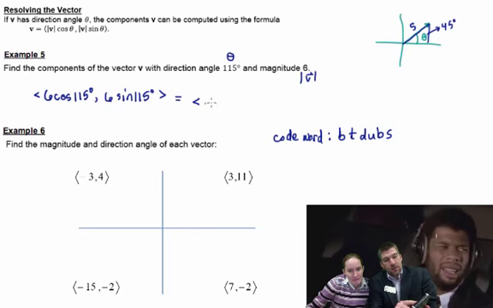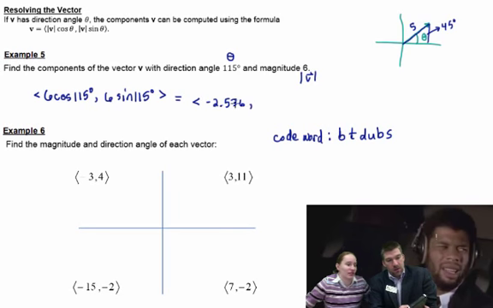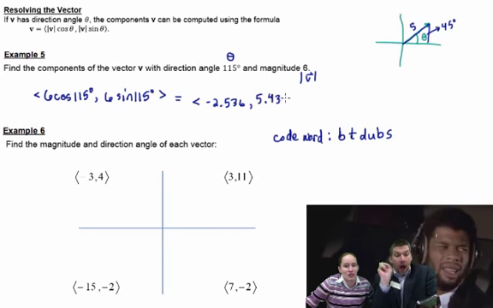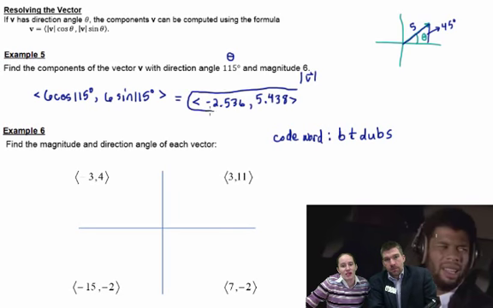So I get 6 cosine 115 degrees to be negative 2.536. Final answer. Okay, and then 6 sine 115. So let's just put a little sine action here. 5.437, 5.438. Let's have correct rounding. Okay, so this is the component form of that vector.